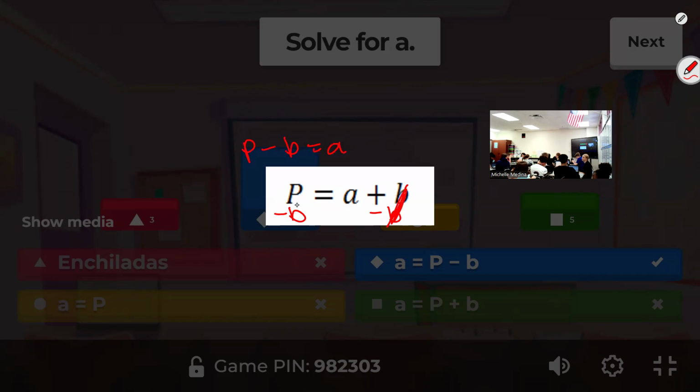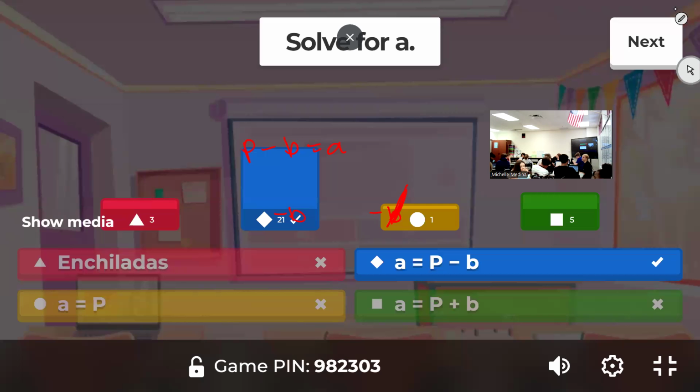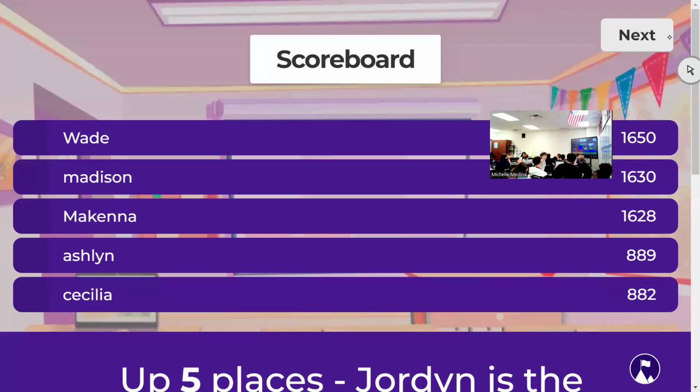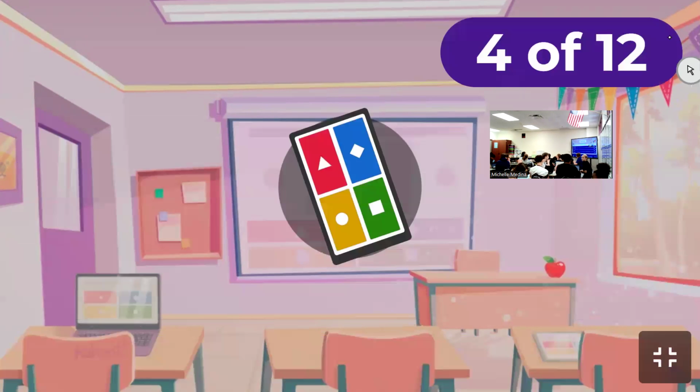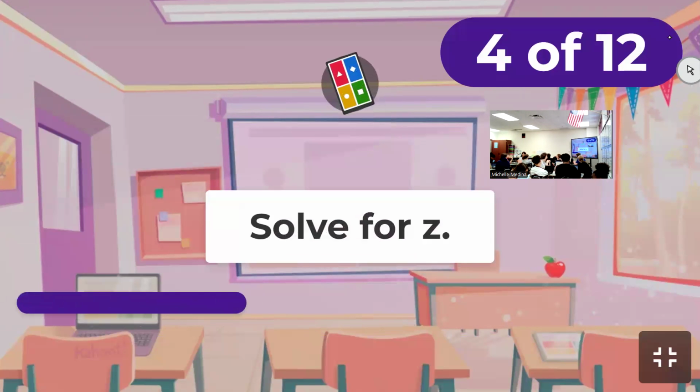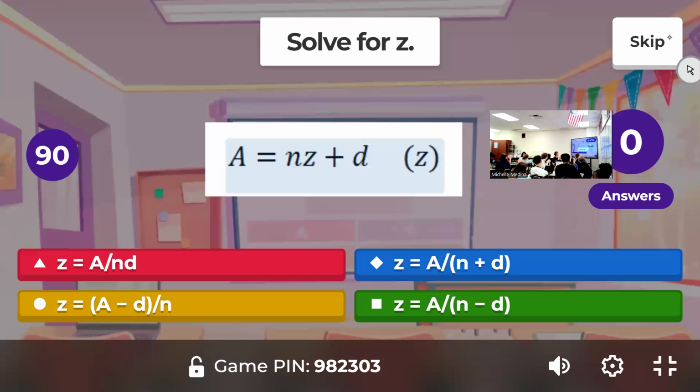Good, getting better. I think the next one is a 2-step, which is more like how you'll be tested. Do the same thing you would do as if it were numbers. So solve for Z.